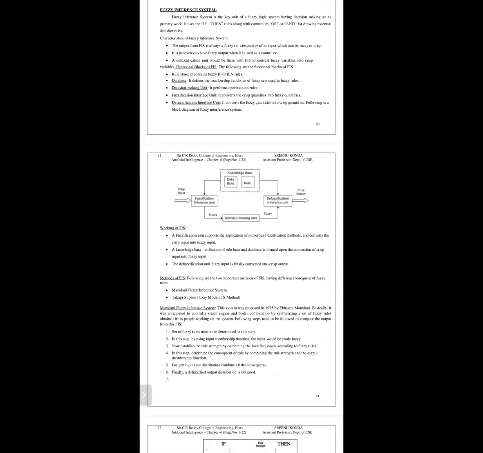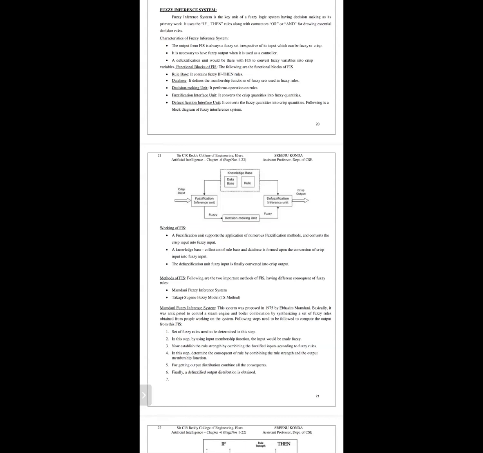The third characteristic is that a defuzzification unit would be there with the fuzzy inference system to convert the fuzzy variables into crisp variables. So in order to convert the fuzzy variables into crisp variables, this unit will be used. Right. Next, coming to the functional blocks of the fuzzy inference system.